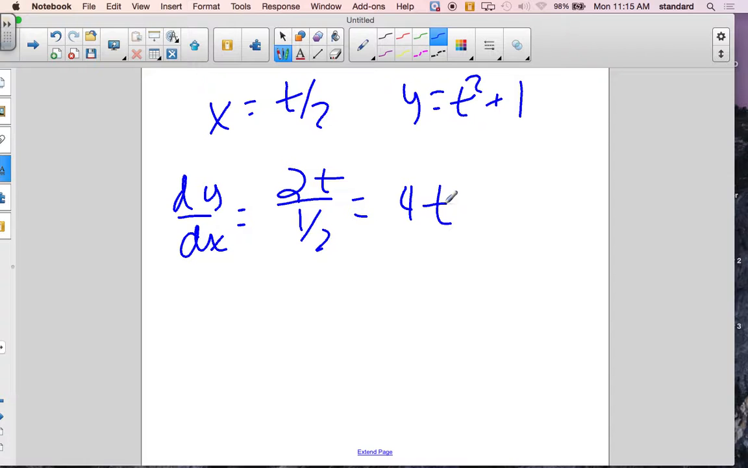Option 2 would have been to just write y in terms of x as an old-timey function and just take the derivative. Let's try that in another color. So 2x is equal to t, right? And so y is equal to t squared plus 1.